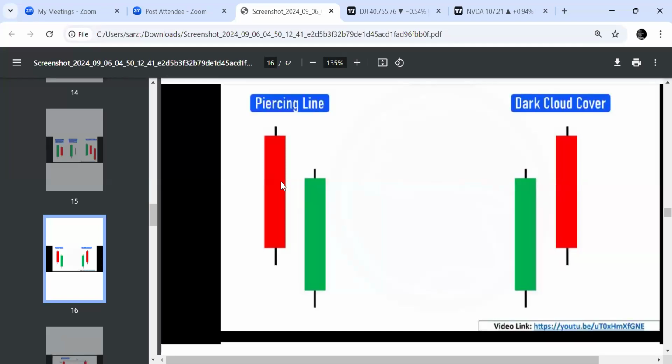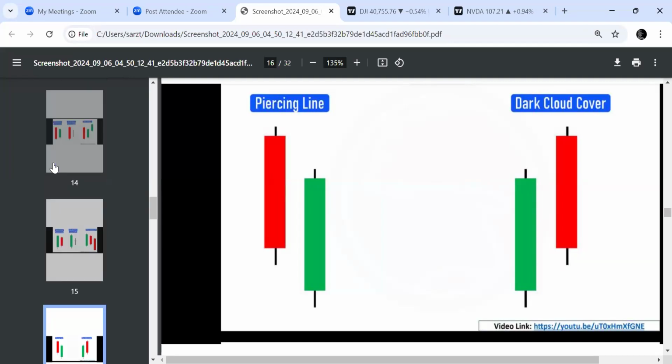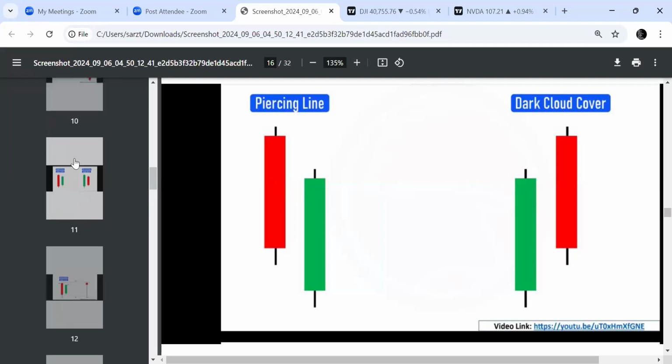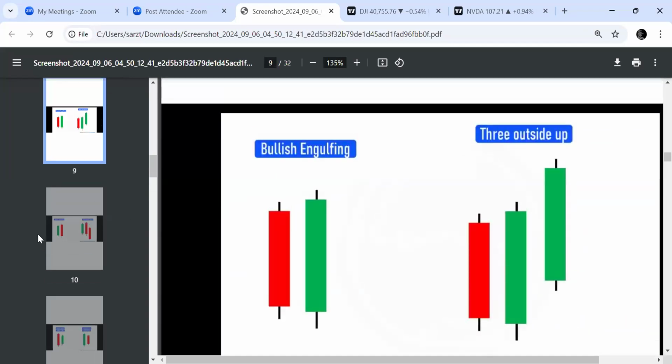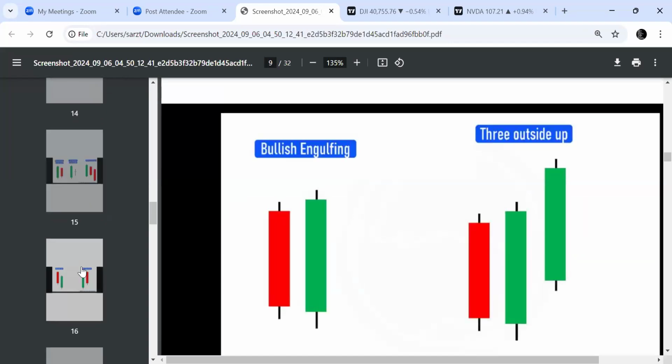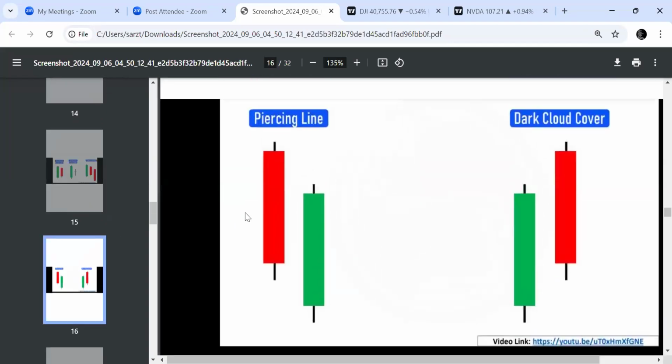And if a confirmation happens, we have learned the different candlesticks like three inside up, three inside down, three outside up, and three outside down. So we understood that. But in the piercing line and dark cloud cover, what is happening? Instead of engulfing or being inside, it is forming higher highs and lower lows. That's the only difference, and the concept will be the same.